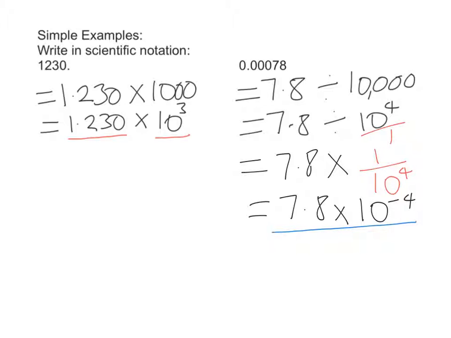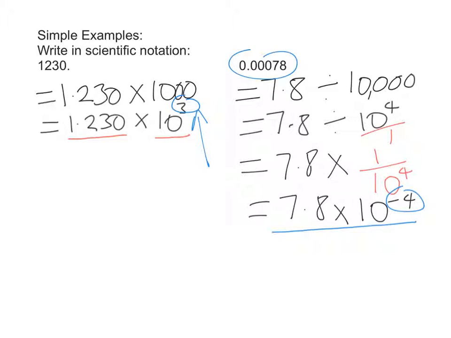You'll notice that when it's a large number, bigger than 1, you end up with a positive power for the power of 10. When it's a small number, you end up with a negative power. So in scientific notation, a negative power for the 10 is a really small number. A positive power is a big number.